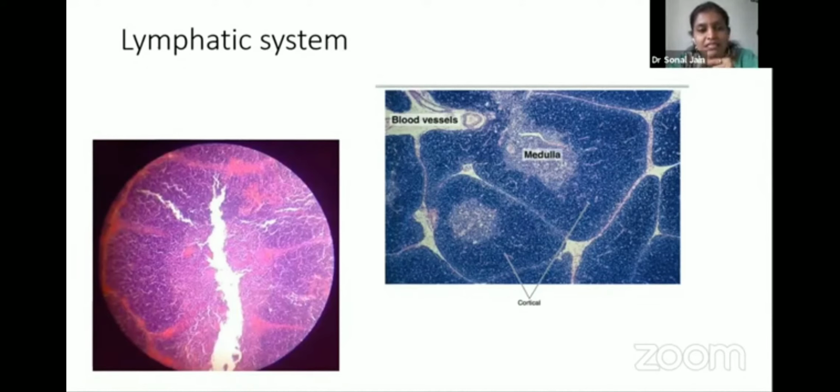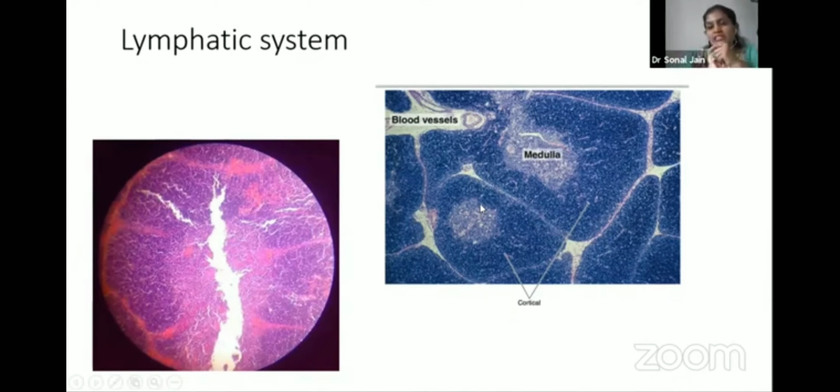The lymphatic system again has 4 slides. One is the thymus, another is the tonsil, next is the lymph node, and then the spleen. So these are the 4 slides. They have only 1 to 2 differentiating points. The first one is this. As we can see, here is a medulla, and here is the cortex. There is more than one cortex and more than one medulla, and incomplete septa we can also see. So this must be a thymus.